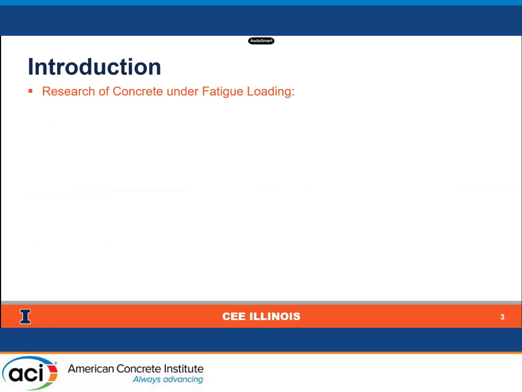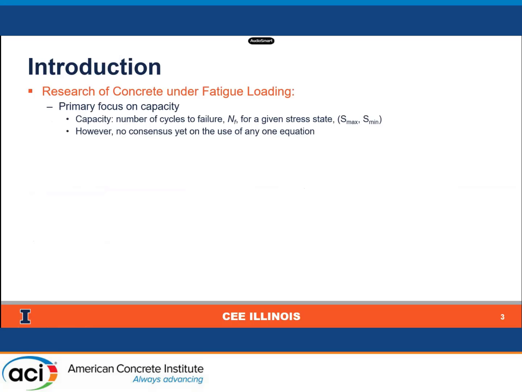So getting started, when we look at the research that's already been conducted into concrete under fatigue loading, one thing that you can very clearly observe is that the primary focus has been on capacity. And when I say capacity, I'm referring to the number of cycles to failure, or N sub F, at a given stress state. So if the peak and valley stress levels are S min and S max, and if you think of fatigue loading continuously at this one stress state, the primary focus has been on determining the number of cycles to failure for that given stress rate.